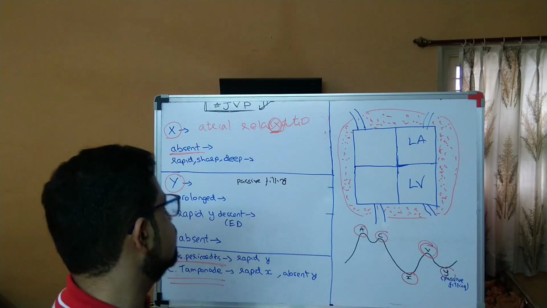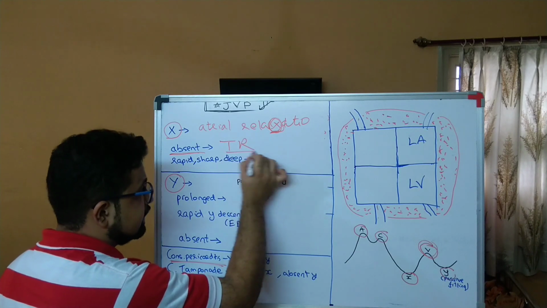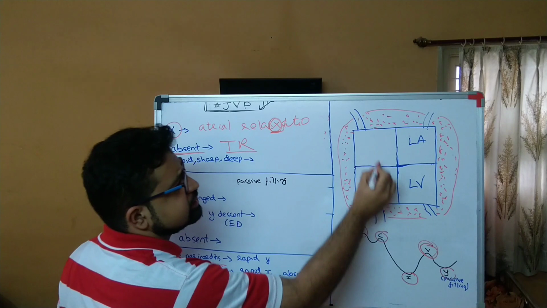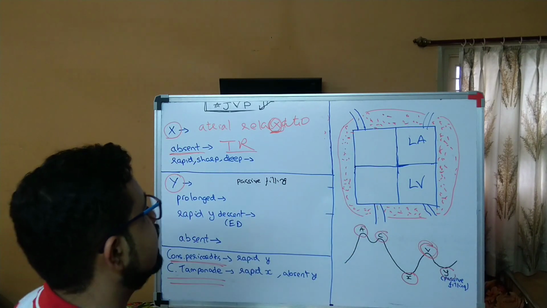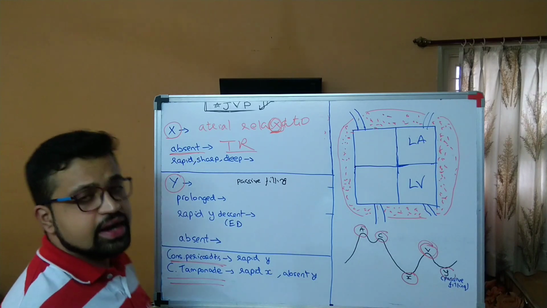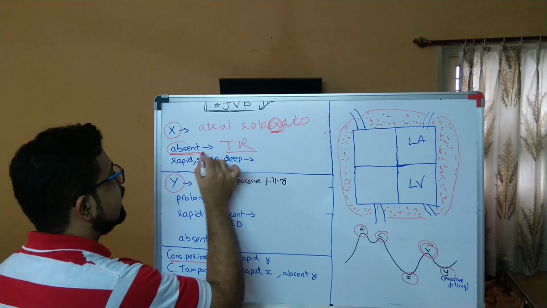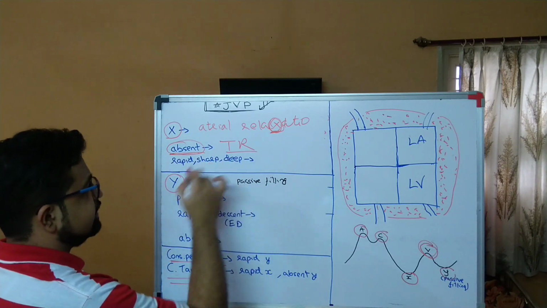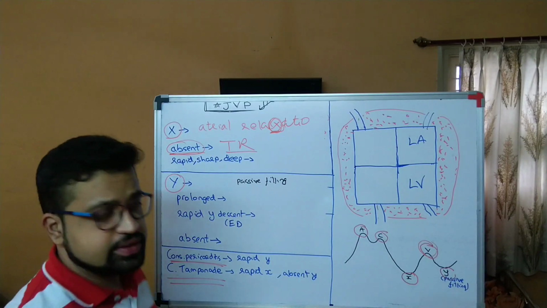In which condition you don't get atrial relaxation? You don't get atrial relaxation in tricuspid regurgitation. Let me explain. What happens in regurgitation? There is constant regurgitating blood in the right atrium. That is the reason why it doesn't allow the atrium to relax. That is why you don't get X descent in tricuspid regurgitation. So you can clinch the diagnosis of tricuspid regurgitation when you find absent X descent, right?